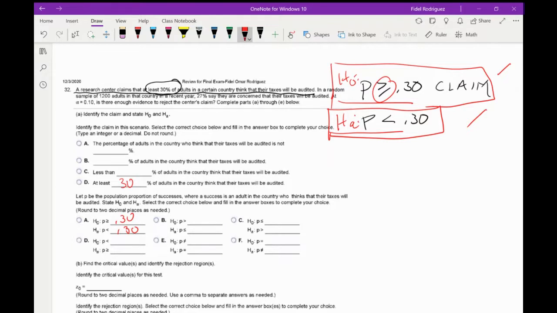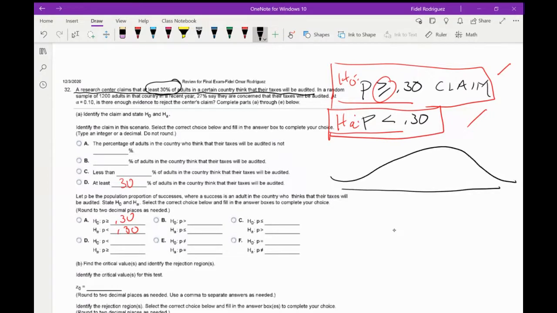Now it says, in a random sample of 1,200 adults in a country in a recent year, 27% say they're concerned that their taxes will be audited. At alpha equal to 0.10, is there enough evidence to reject the center's claim? And compute parts A through E below. Okay, so let's go ahead and draw a picture.